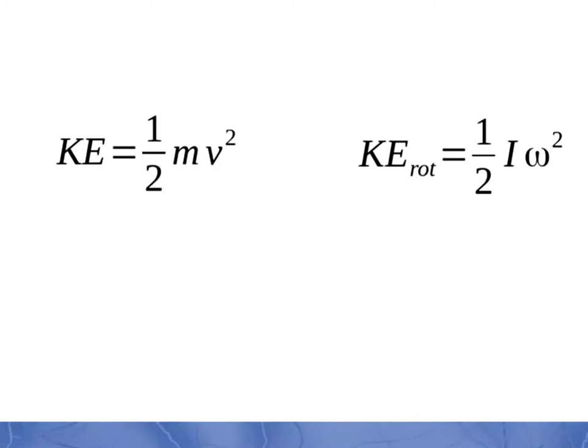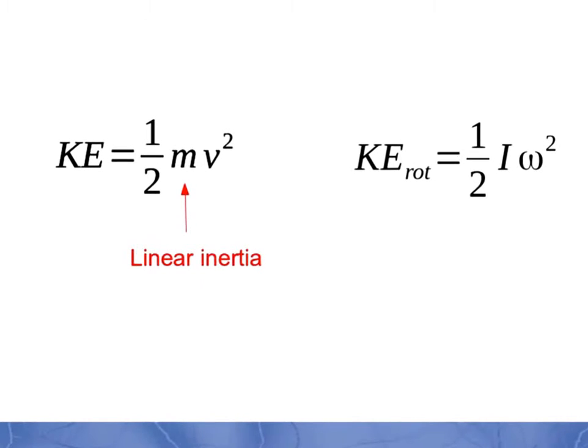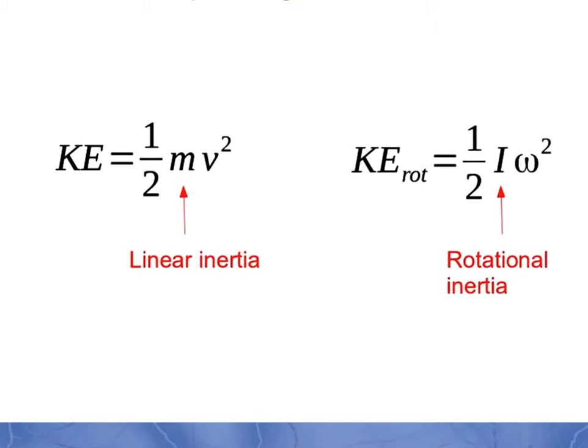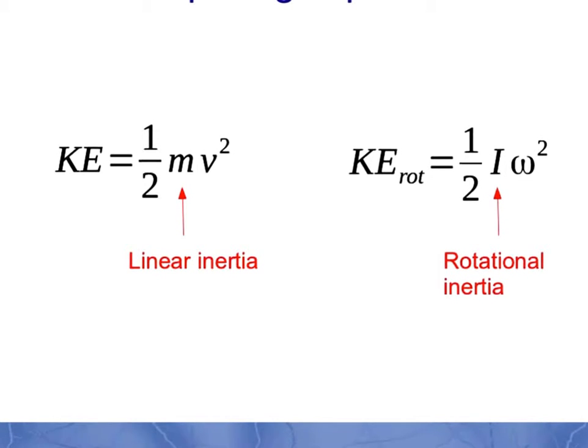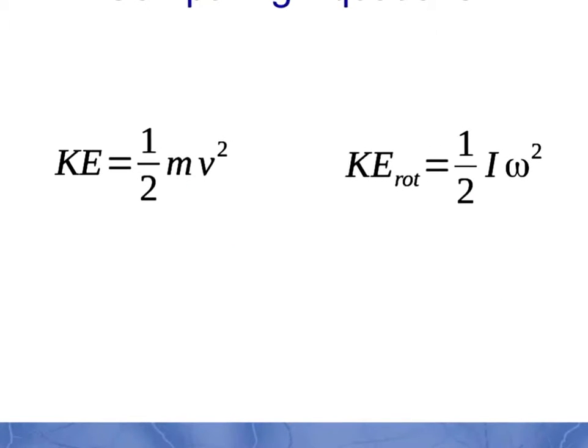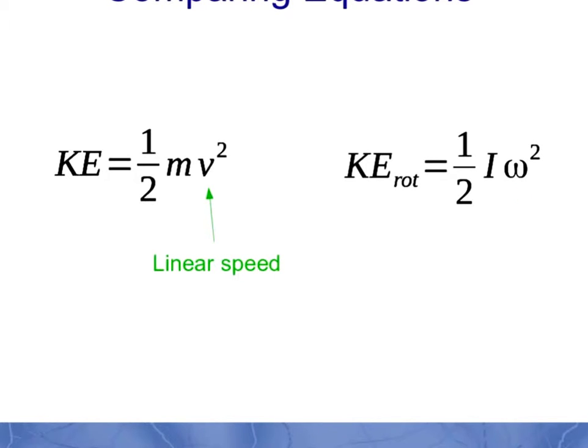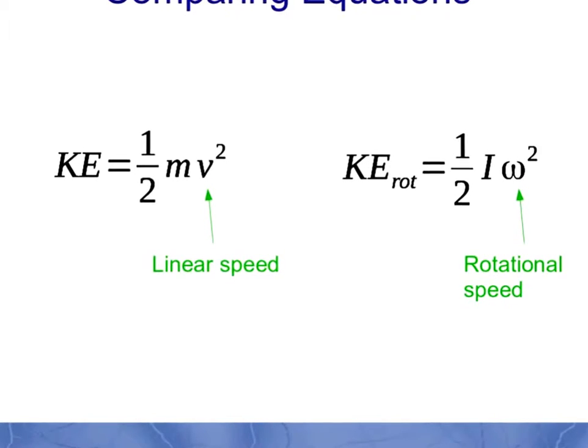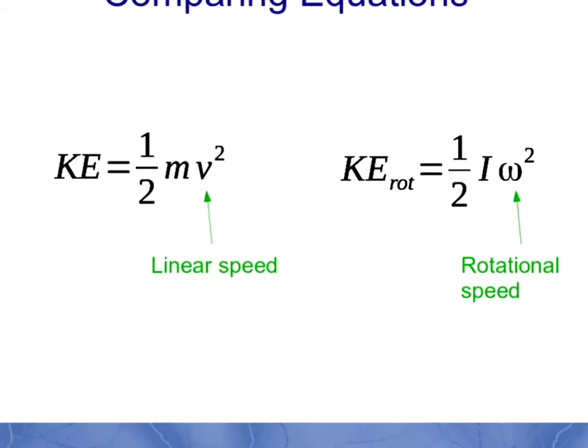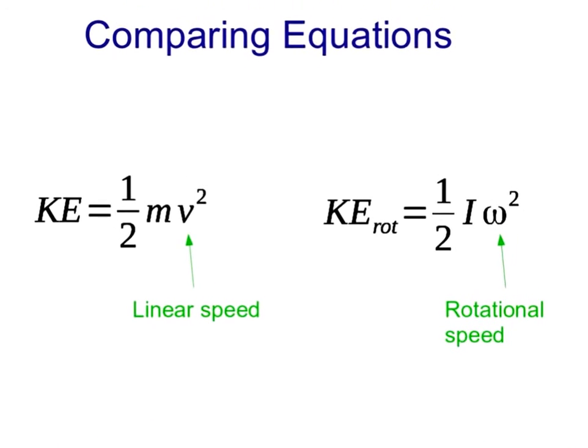Now let's just compare these two equations real quick. I've got my linear kinetic energy and my rotational kinetic energy. My m is my mass, which is like a linear inertia. My I is like a rotational inertia. So I've got the linear and the rotational quantities. Similarly, my v is my linear speed, and my omega is my rotational speed. So these two equations parallel each other, one for linear, one for rotation.